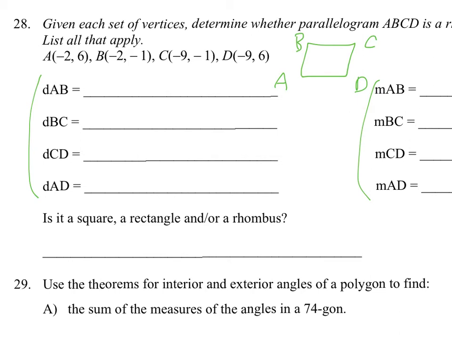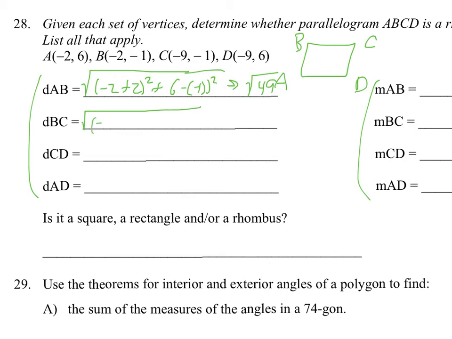So distance formula for AB, remember we subtract the x's, square it, and add the y's squared. So we're going to have negative 2 plus 2 squared plus 6 minus negative 1 squared. And when I do the work there, you should get radical 49. Do the same thing for BC, which when I do, I get negative 2 plus 9 squared plus negative 1 plus 1 squared. When you do that, you should also get square root of 49.